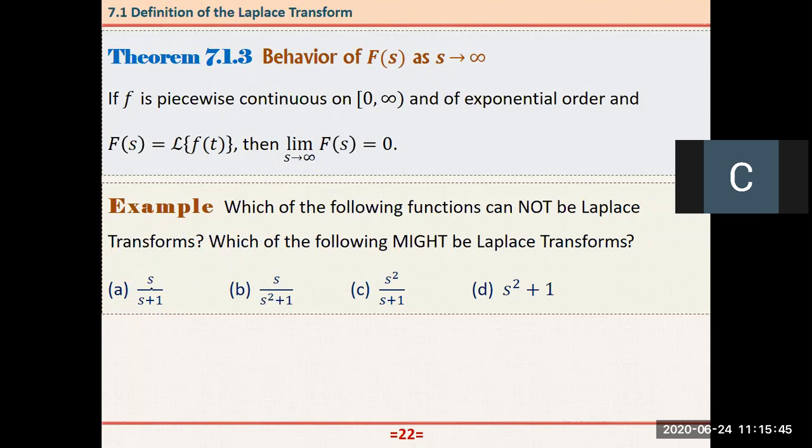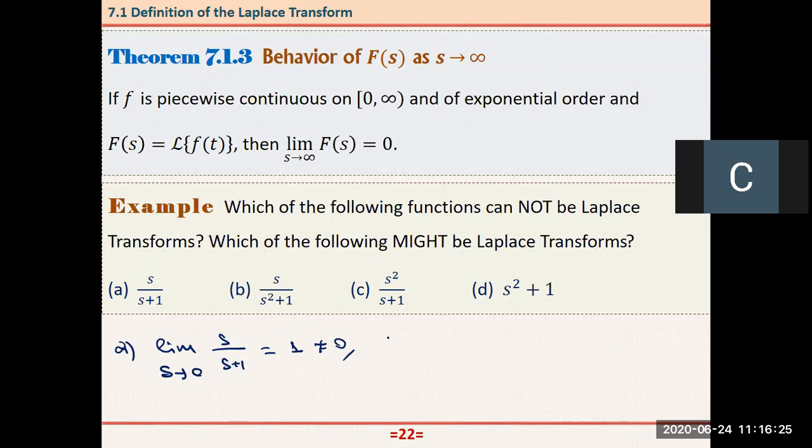As you see here, for example the first one, a: the limit as s goes to positive infinity of s over s plus 1. We know how to evaluate this. If you divide by s, we have 1 over 1 plus 1 over s, which goes to 1 over 1, equal to 1. So that is not a Laplace transform of any function, because this is not equal to 0.